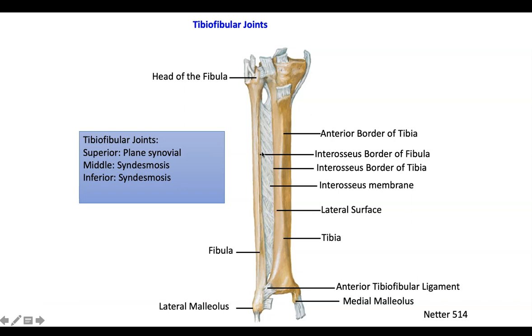Its fibers run inferiorly and medially, and the interosseous membrane has some openings superiorly and inferiorly. Through these openings, superior and inferior to the interosseous membrane, blood vessels pass from the posterior compartment to the anterior compartment of the leg.